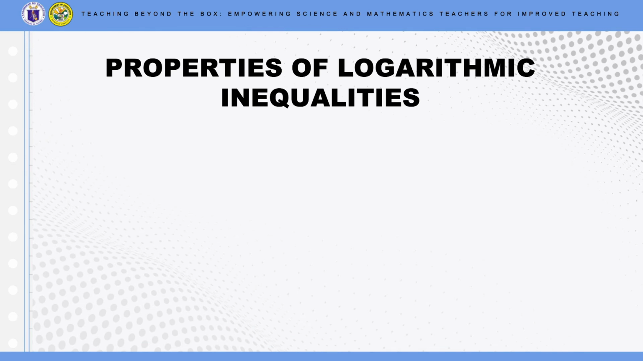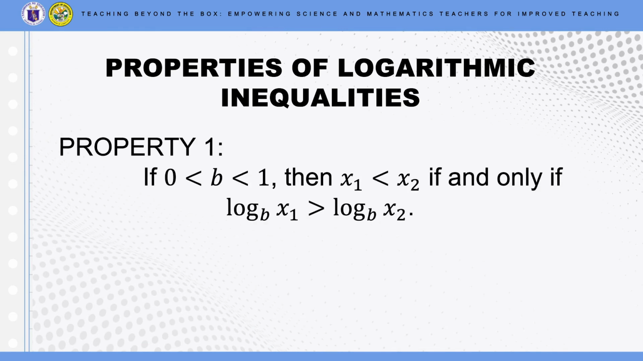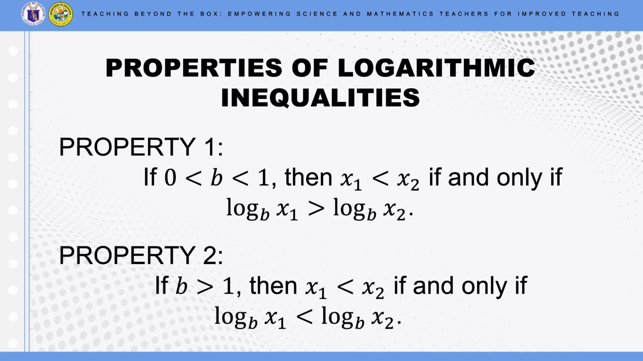Properties of logarithmic inequalities. Property number 1. If b is greater than 0 and less than 1, then x sub 1 is less than x sub 2 if and only if log x sub 1 base b is greater than the logarithm of x sub 2 base b. Property number 2. If b is greater than 1, then x sub 1 is less than x sub 2 if and only if the logarithm of x sub 1 base b is less than the logarithm of x sub 2 base b.